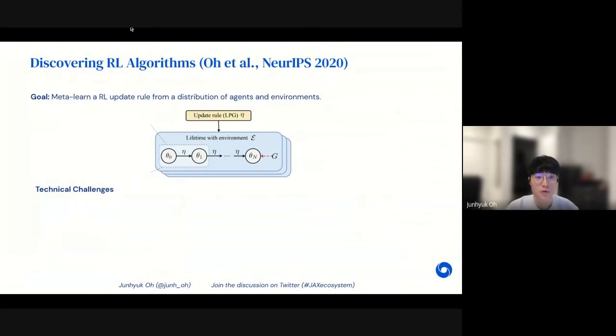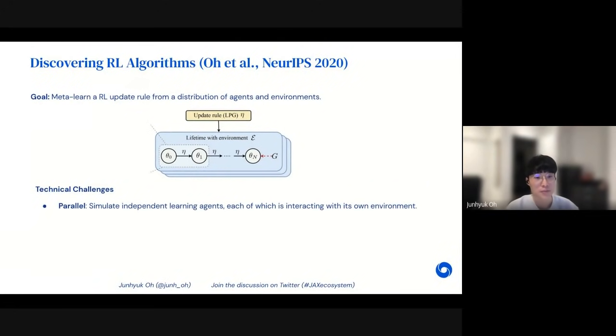So in this work on discovering reinforcement learning algorithms, we try to meta-learn a reinforcement learning update rule from a distribution of agents and environments like this figure. But there were several technical challenges because of the unique problem setup over here. Next.